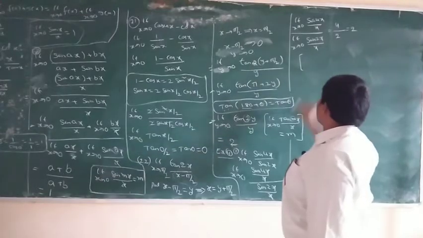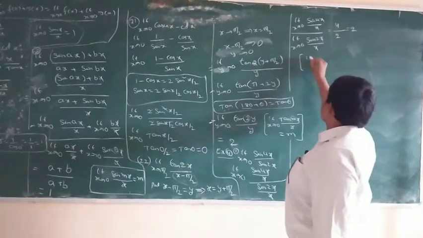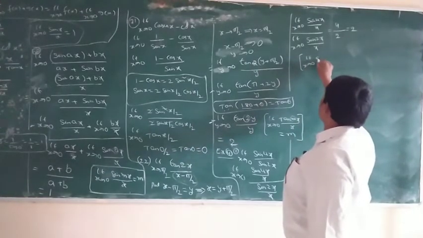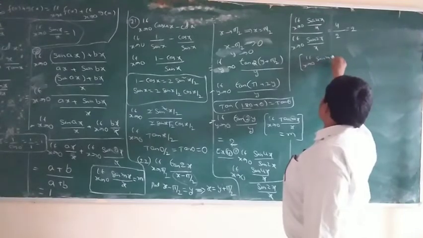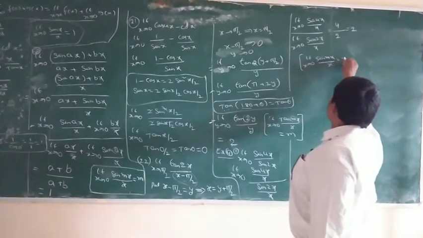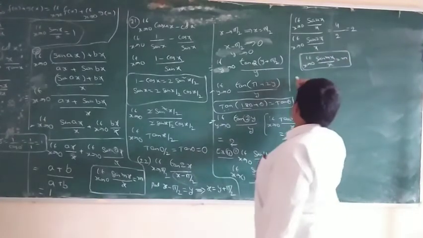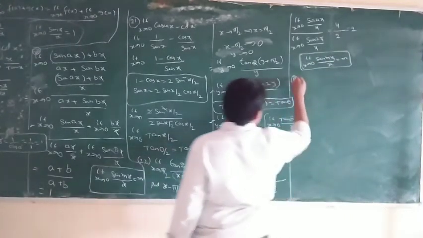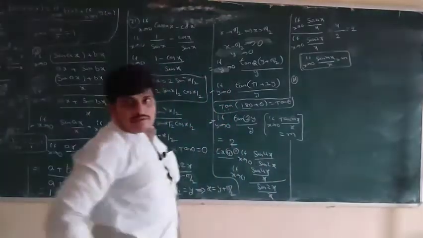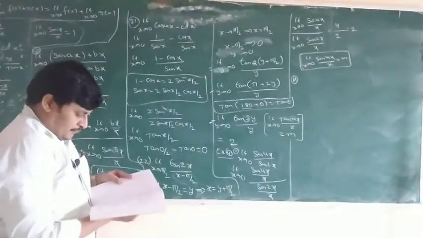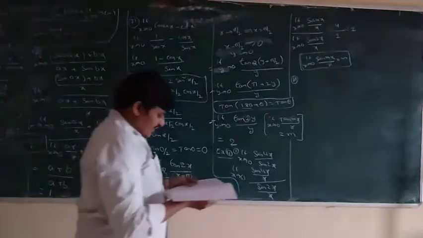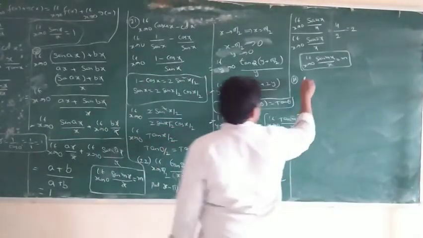What is the formula? Limit x tends to 0, sin mx by x is equal to m. This is the formula. Answer is 2. So Example 4, second problem: limit x tends to 0, tan x by x.